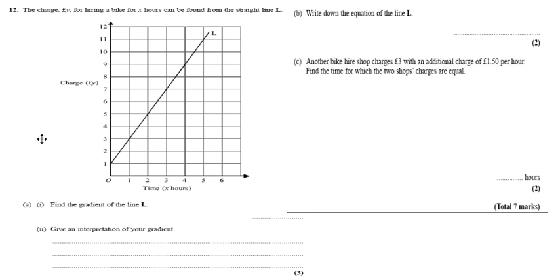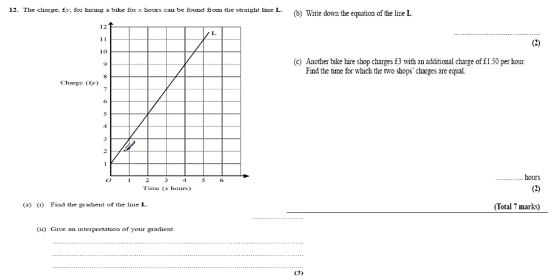Okay, this is a question with a graph, which is slightly unusual in this format, but not completely atypical. We've got the charge of hiring a bike for x hours, and you can see that if you hire it for 0 hours, you pay £1. If you hire it for 2 hours, you pay £5. If you hire it for 5 hours, you pay £11. It's a pretty good rate, but then this paper was 2005.